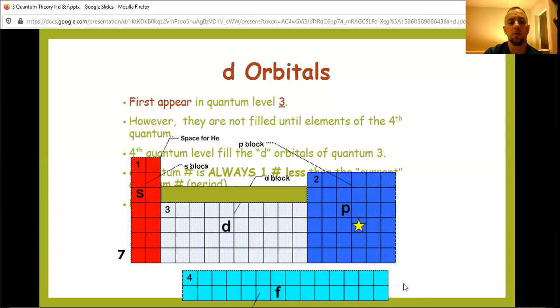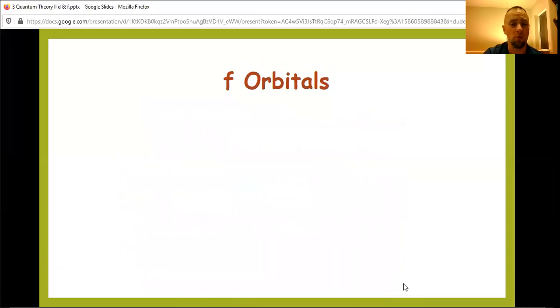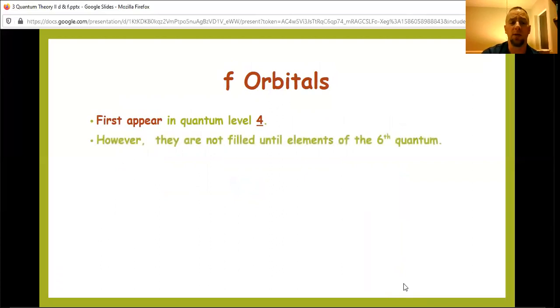So let's take a look at those F orbitals then. F orbitals always appear in quantum level 4. That's where they first appear. However, they're not filled until elements of the 6th quantum. Now, those F orbital block elements are those elements that are usually found in those 2 rows or 2 periods at the very bottom of the periodic table.